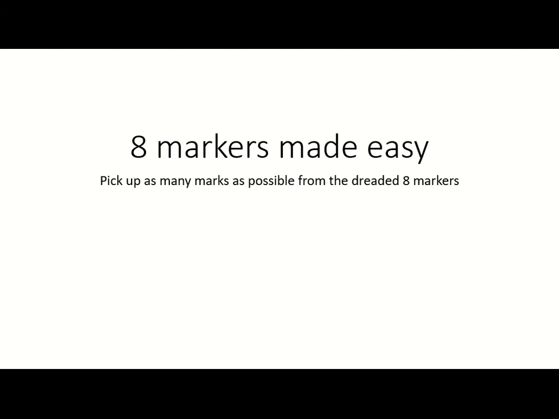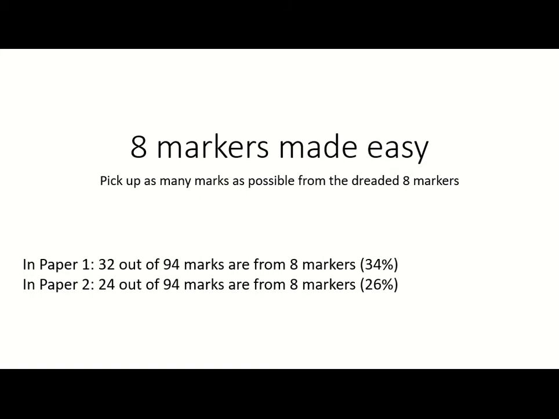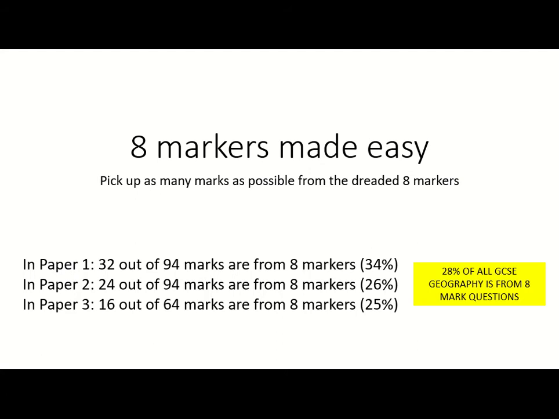Now, why are the 8-mark questions important? Well, simply put, they make up such a large proportion of the marks that you can't afford to ignore them. So in paper one, they make up 34% of the marks awarded in total. It's 32 out of 94. In paper two, it's 26% of the marks. And in paper three, it's 25% of the marks. So overall, 8-mark questions account for 28% of all marks in GCSE geography. If you can nail the 8-mark questions, you can really get the best grades possible.